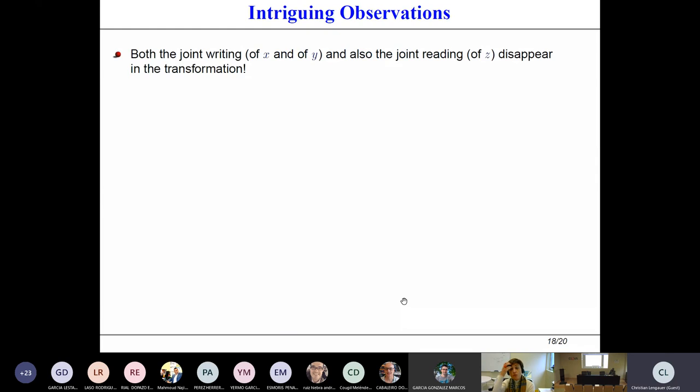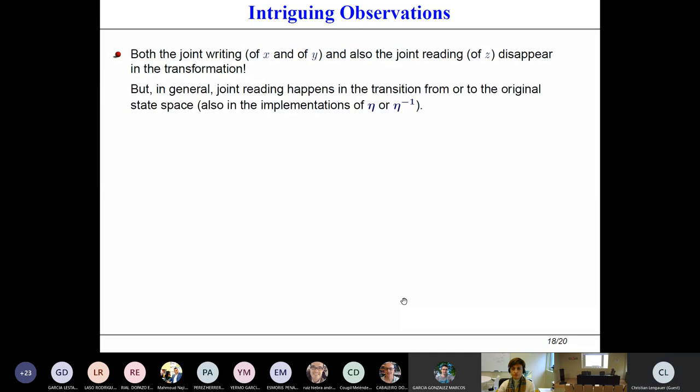Both the joint writing of X and of Y and also the joint reading of Z disappear in the transformation in example 5, and in other examples also. There is in the target program definitely never any sharing at all, even if the source program performs shared reading. However, if you transit via eta or via eta minus 1, that may incur shared reading.